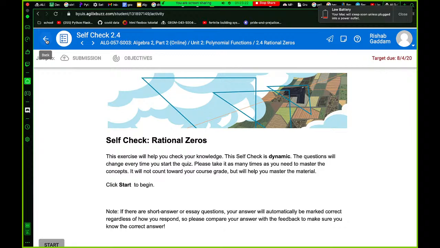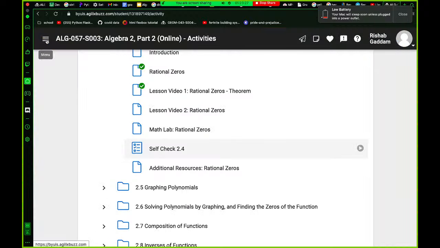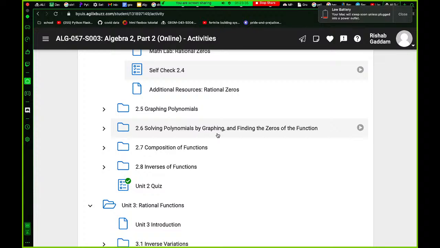It's loading really bad because I have a live stream running and I'm sharing my screen on Zoom. So it's using up a lot of my computer resources, so yeah, that's pretty bad.